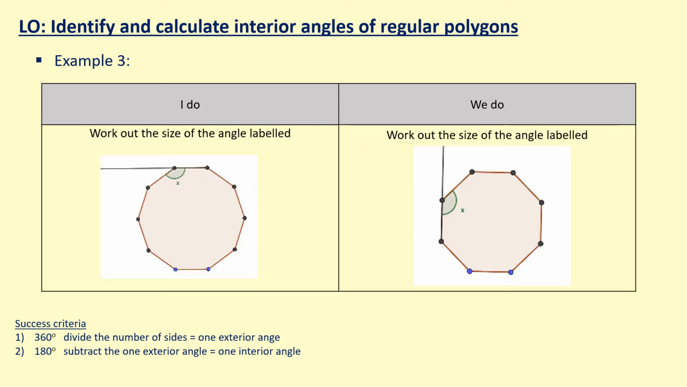Now here comes that visual into play, doesn't it? As you can see, work out the size of the angle labelled, that green angle with the little x in the I do. Follow our steps to get there.